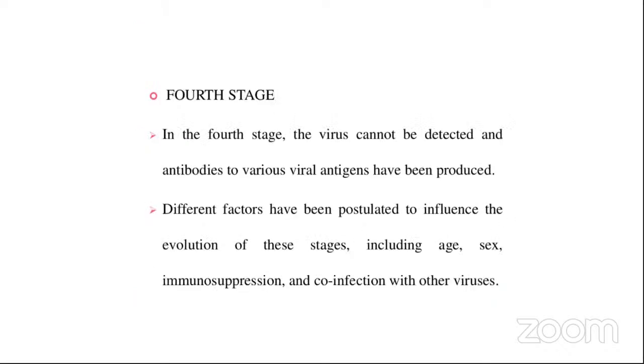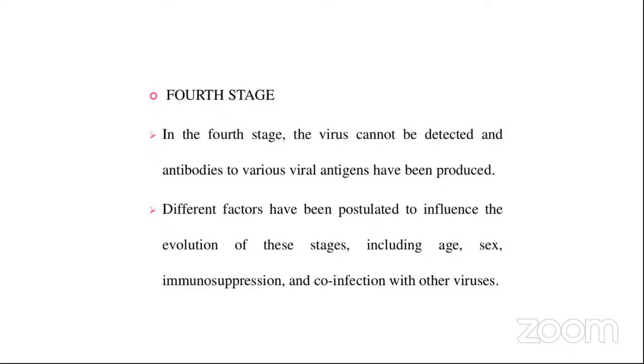In the first stage the virus cannot be detected. Now the virus will not be there, and antibodies to the various viral antigens, like the surface antigen, core antigen, and the e antigen, will be produced. Different factors have been postulated to influence the evolution of these stages, depending upon age, sex, immunosuppression, and co-infection with other viruses. These factors also depend upon the person's age, whether child or adult, sex, whether male or female, and immunosuppression.